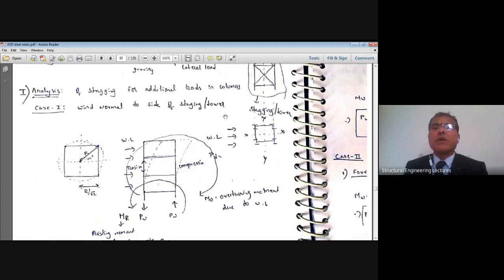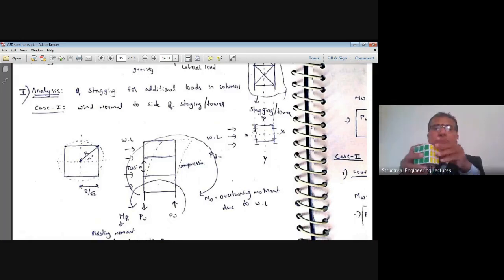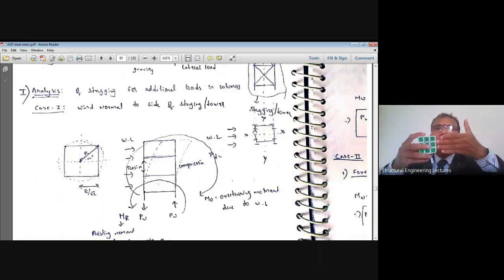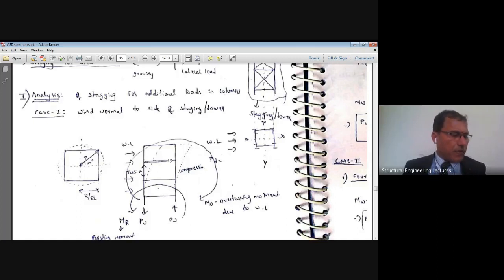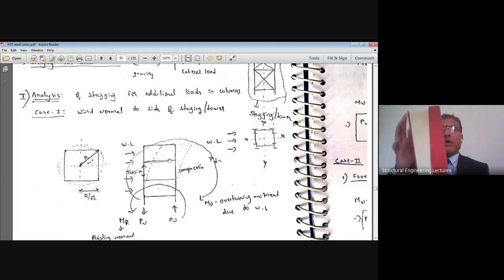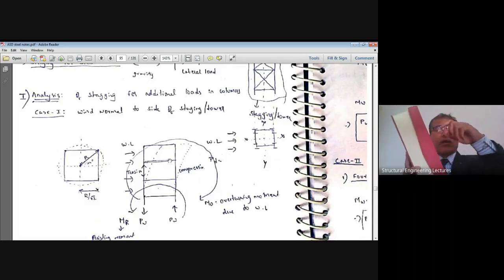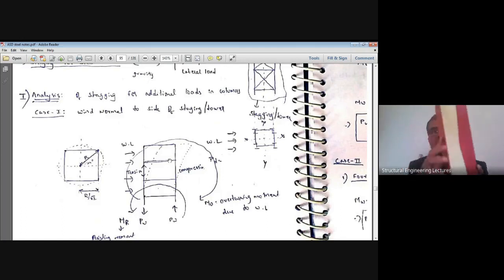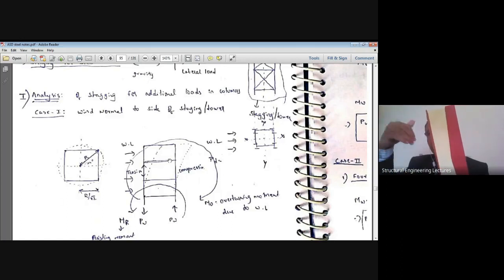normal. Normal means normal to this surface, one plane, normal to this plane. That is how the wind is blowing. Please see this, the wind is blowing like this, normal to this surface. Once I say wind acting normal to this plane, obviously this entire staging will try to overturn like this. Hence the members that are facing the wind will be under tension. The members away from the wind, what is called the leeward side, will be under compression.